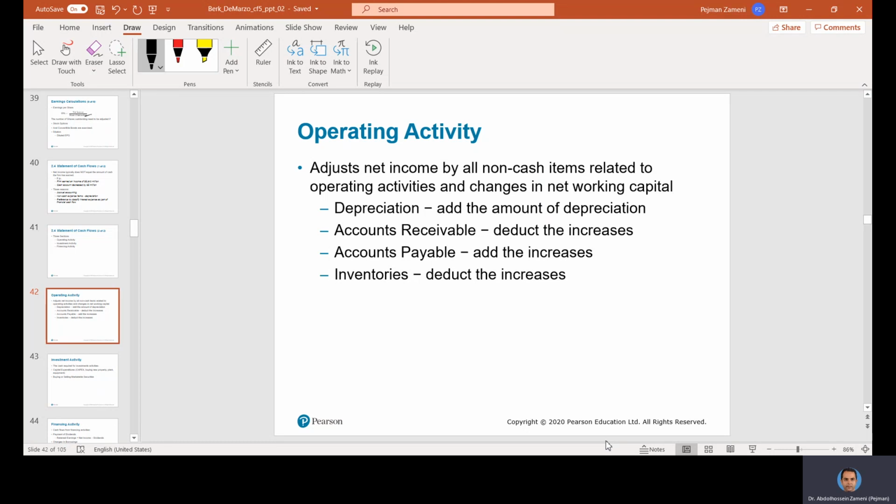Accounts payable is the money we're supposed to pay, but an increase in the accounts payable means the money is staying in the company, it's not going out. Then that would be an increase to the net income. And also the same story for the inventories. When there is an increase in the inventory, it means we are paying in order to buy some goods to stock in inventory. That's why it should be deducted from the net income.